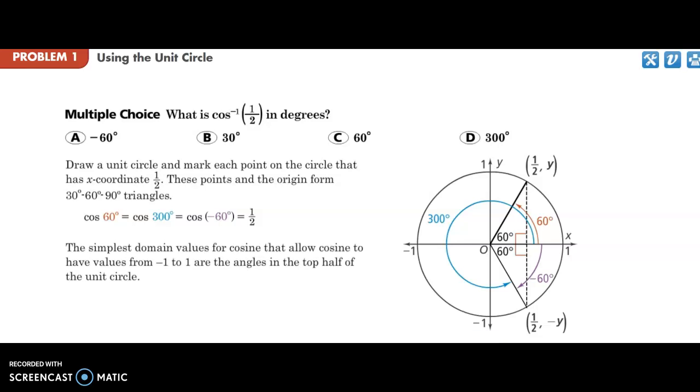The simplest domain values of cosine that allow cosine to have values from -1 to 1 are the angles in the top half of the unit circle. Thus, even though three different angles have a cosine value of 1/2, the inverse cosine of 1/2 must be 60 degrees. So the correct choice is C.